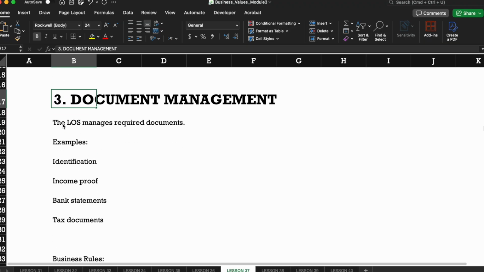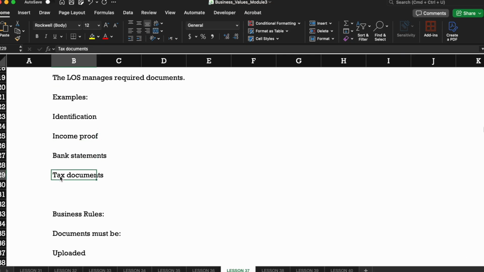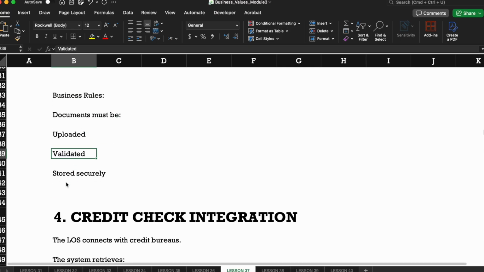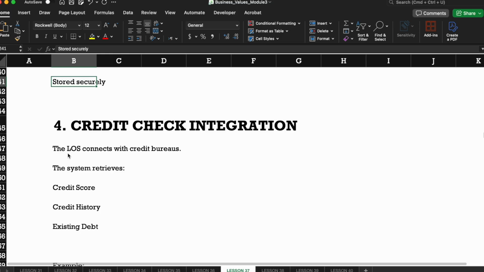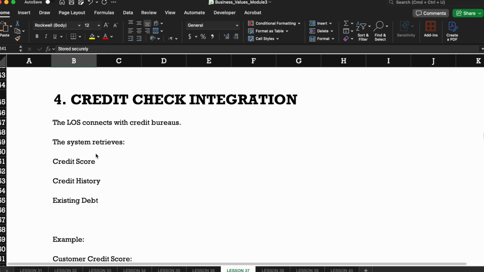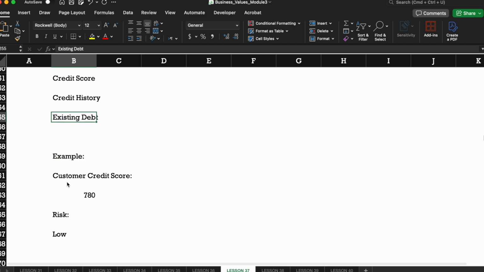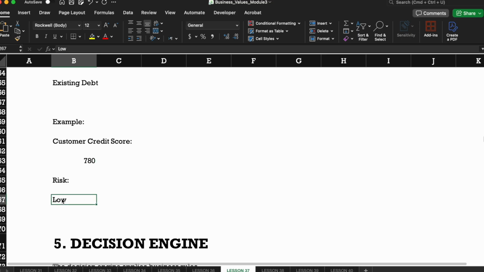Document management manages required documents. Examples: identification, income proof, bank statement, tax documents. So the business rule: documents must be uploaded, validated, and stored securely. Credit check integration allows connection with the credit bureaus. The system retrieves credit score, credit history, existing debt. Example: customer credit score 780, risk is low.